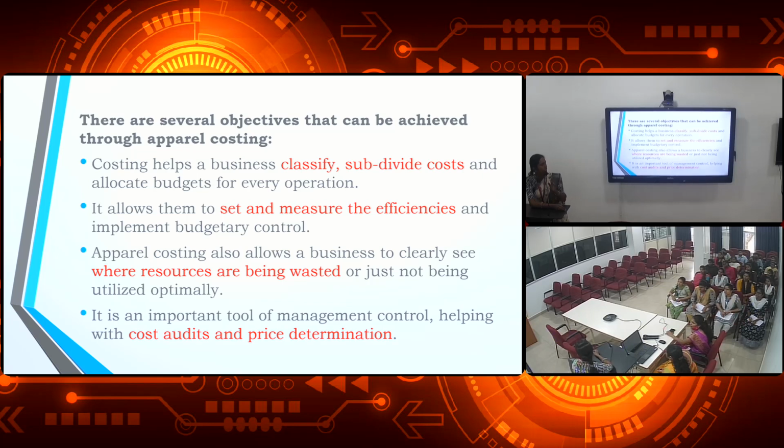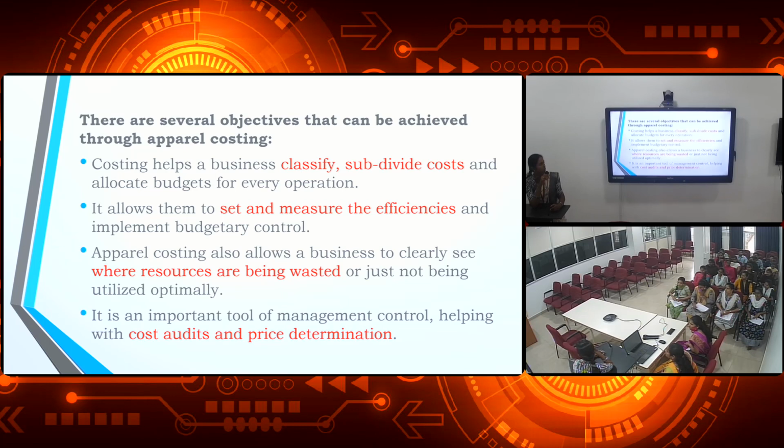The second point is that this costing allows us to set and measure the efficiencies and implement budgetary control. What is meant by budgetary control? What does the budget mean? Fixation of price, or analyzing the profit and loss, we can tell like that. Yes, analyzing the profit and loss of a company. If we talk about a company, what is meant by budget? Analyzing the profit and loss and analyzing the expenditure.